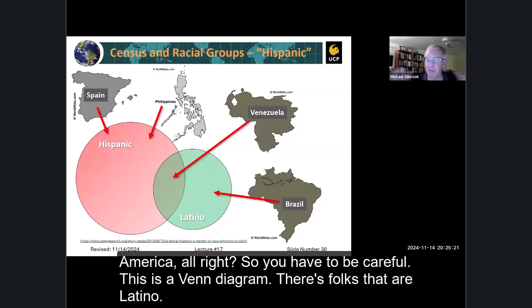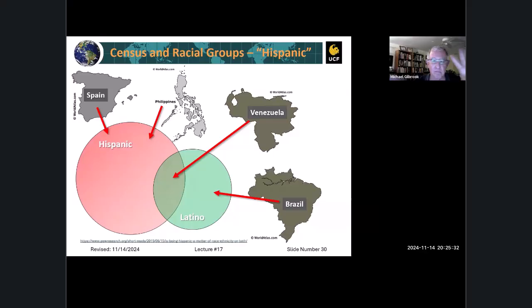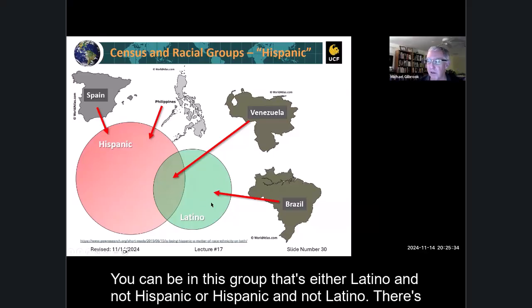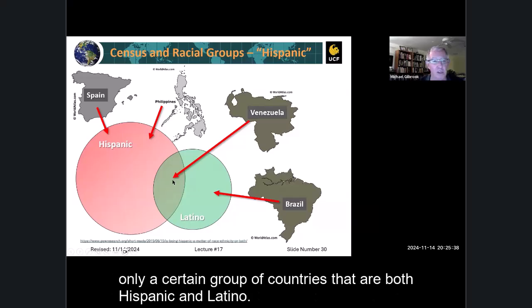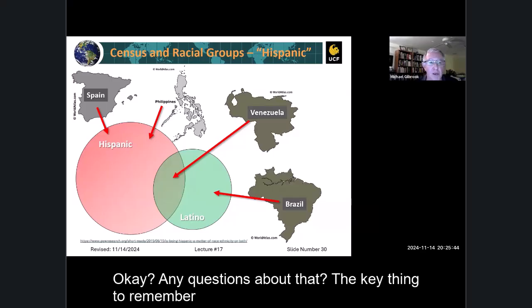So you have to be careful. This is a Venn diagram. There are folks that are Latino. There are folks that are Hispanic. There are some folks that are both Hispanic and Latino, but those two terms are not synonymous. You can be in this group that's either Latino and not Hispanic or Hispanic and not Latino. There's only a certain group of countries that are both Hispanic and Latino. Okay. Any questions about that?